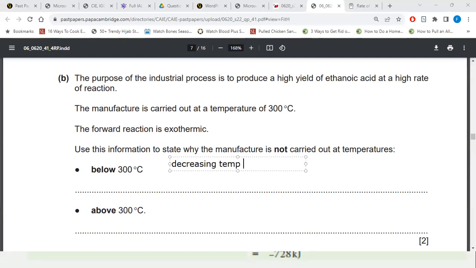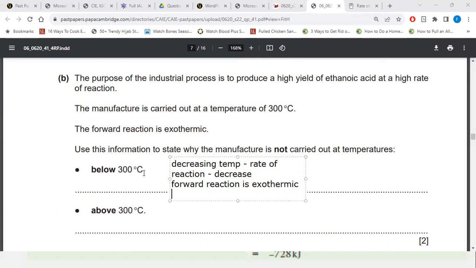Okay. If I decrease the temperature, what will happen to the rate of reaction? What will happen to the speed of reaction? Reaction will be faster or slower? Slower. Correct. It will decrease. Good job. Okay. Now let's talk about the equilibrium. We know that the forward reaction is exothermic, right? So when I decrease the temperature, where does the equilibrium shift?